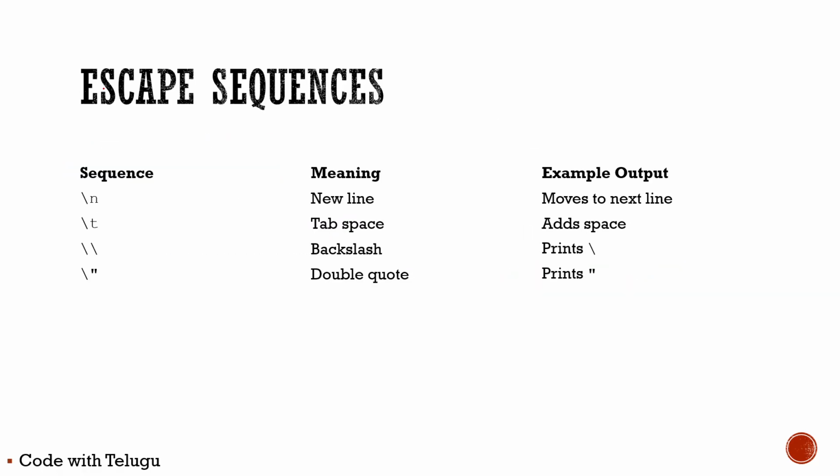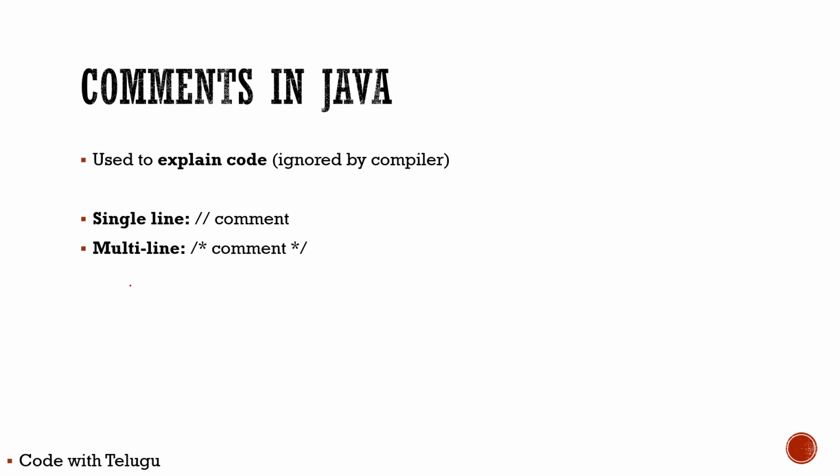Next one, escape sequences. \n means giving a new line. \t means tab space. We want a tab space in the program, so we use \t. \\ means print the backslash symbol. Double quotes: we use \" to print double quotes.